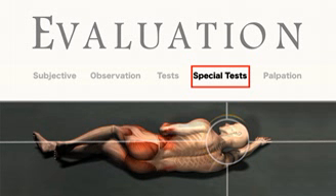Next, special testing, which is specific for each region of the body. These special tests will tell us more specific information when trying to decide exactly what the problem is in our assessment.